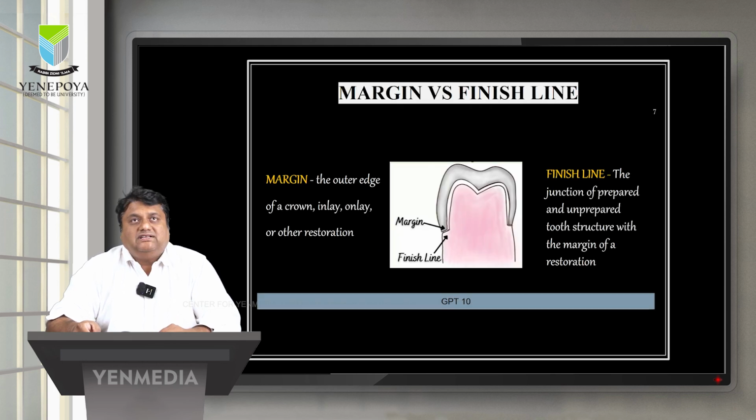Now we need to understand what is the difference between a margin and a finish line. Now there are main definitions. A margin is the outer edge of a crown or inlay or an onlay or any other type of restorations, whereas the finish line is the junction of the prepared and the unprepared tooth structure with a margin of restoration.